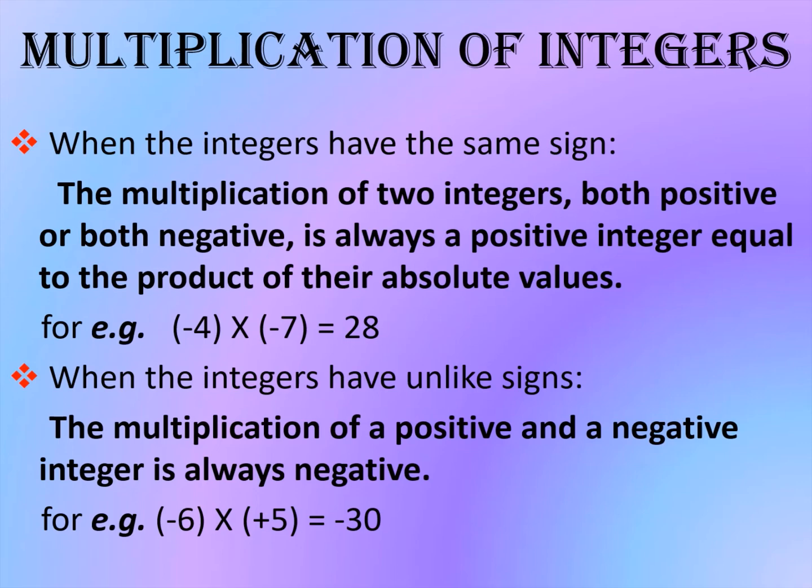When the integers have unlike signs, the multiplication of a positive and a negative integer is always negative. For example, minus 6 multiplied by positive 5 gives minus 30.